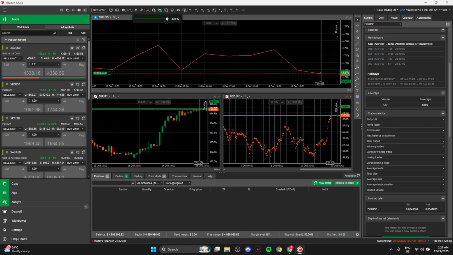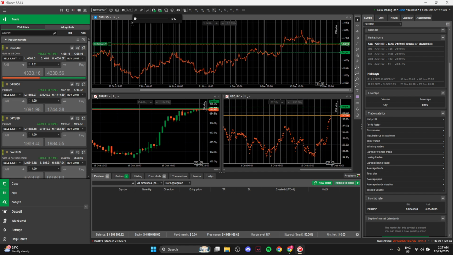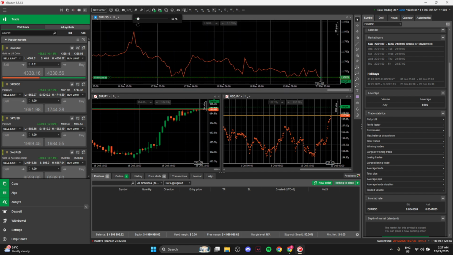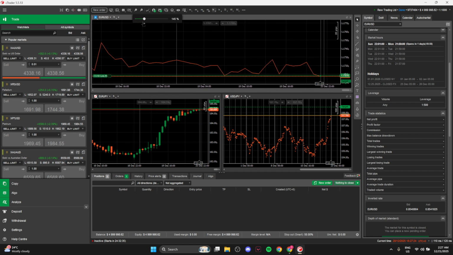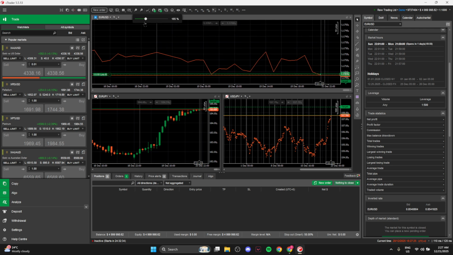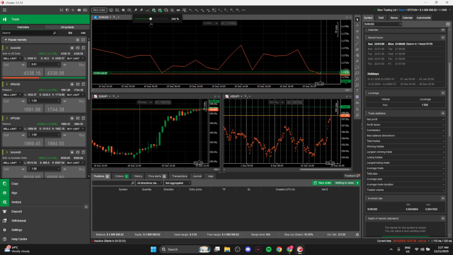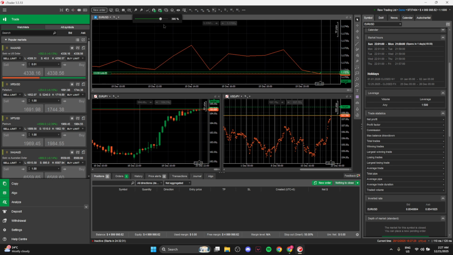Remember that different symbols quote pips differently. For many forex pairs, 1 pip is 0.0001. For JPY pairs, it's 0.01. And for metals or indices, tick values vary by symbol.